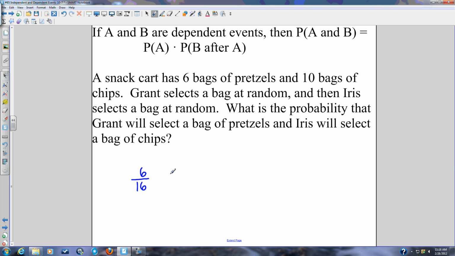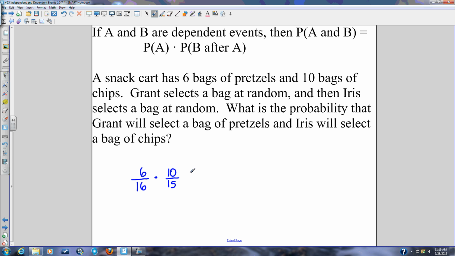Now he keeps his snack bag, so now there's only 15 bags left on the cart for Iris. So she selects a bag of chips. There were 10 bags of chips on the cart, so the probability of her selecting that bag of chips is 10 out of 15. Her selection depended on Grant's because he took 1 bag of those snacks away. So it actually changed the total she had to choose from. So this is why these events are dependent.